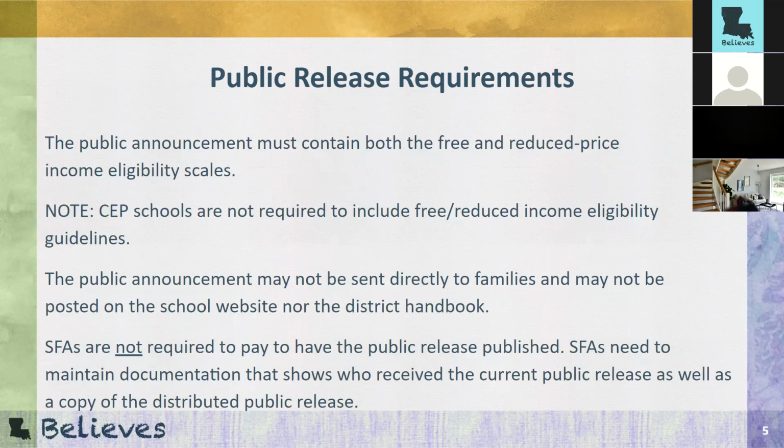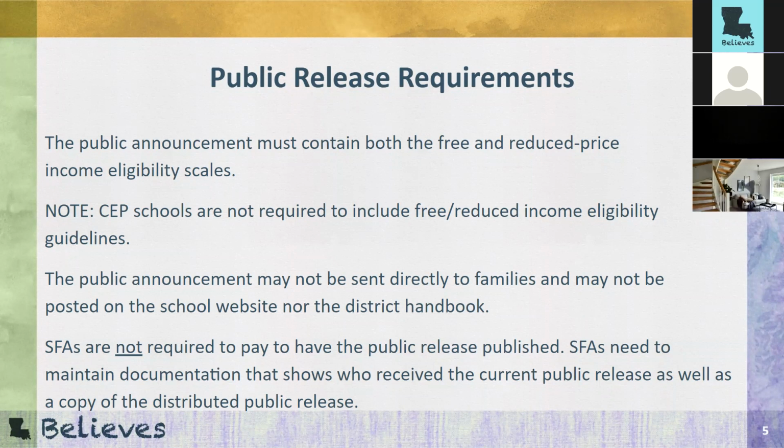That public announcement, once again, must contain both the free and reduced price income eligibility scale. Do know that CEP schools are not required to include the free and reduced income eligibility guidelines. Since everybody's free, those income eligibility guidelines would not matter for the CEP schools. That is why that information is not required.